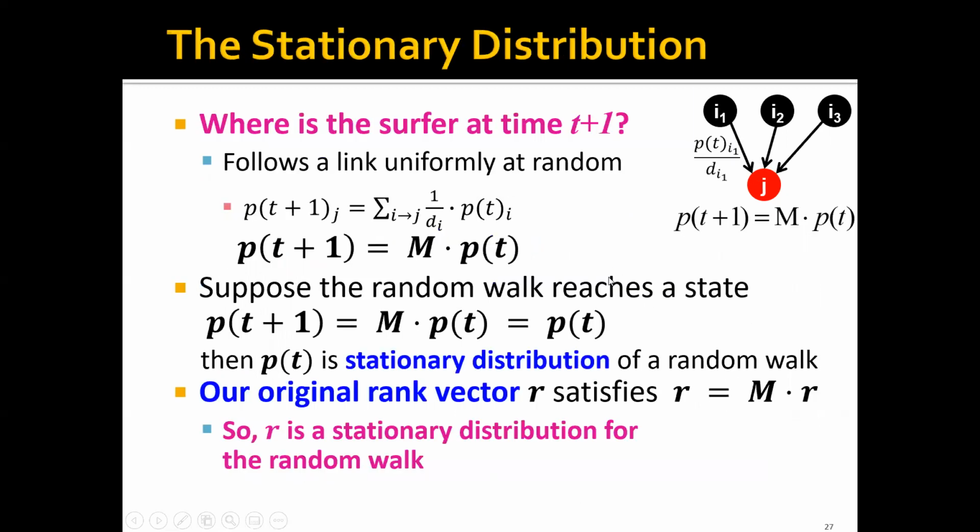So with this p^t, where is the surfer at time t plus one? Remember that this surfer actually follows a link uniformly at random. Therefore, we can compute the probability of this surfer being at page j at time t plus one using this equation. And let me explain why this equation works.